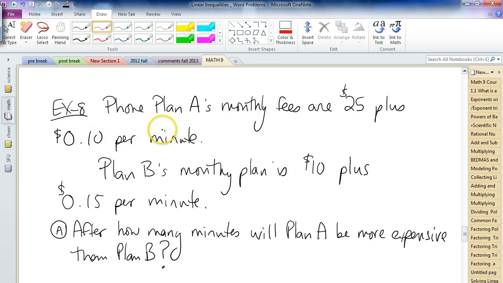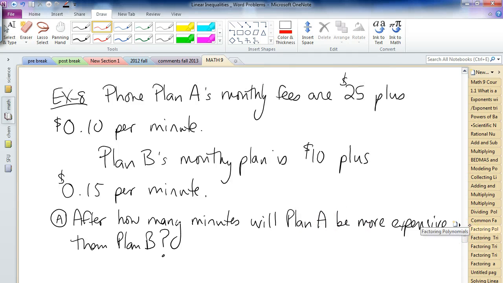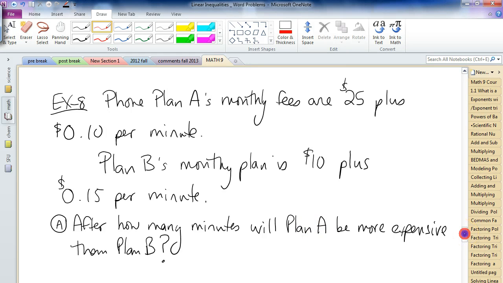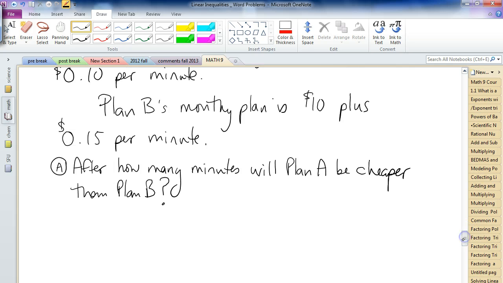So if you talk a lot on your phone, maybe this will be cheaper for you. If you don't talk a lot on your phone, then the other might be better. So the question is, at what point is phone plan A better? I should rewrite this. After how many minutes will phone plan A be cheaper than phone plan B? Okay, so first let's write the inequalities out.